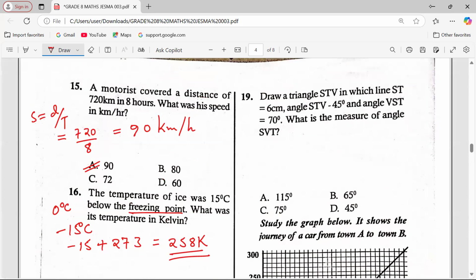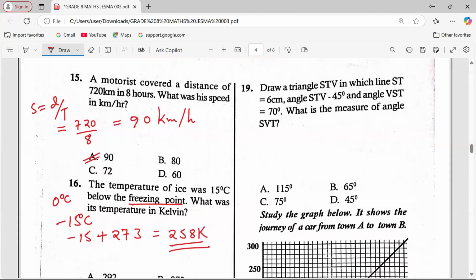Number 19. Draw a triangle STV in which line ST is 6 centimeters, angle STV is 45 degrees, and angle VST is 70 degrees. What is the measure of angle SVT? So I'm doing a sketch because my space here will not allow the construction. Using a straight line, we can say this is ST, which is 6 centimeters.